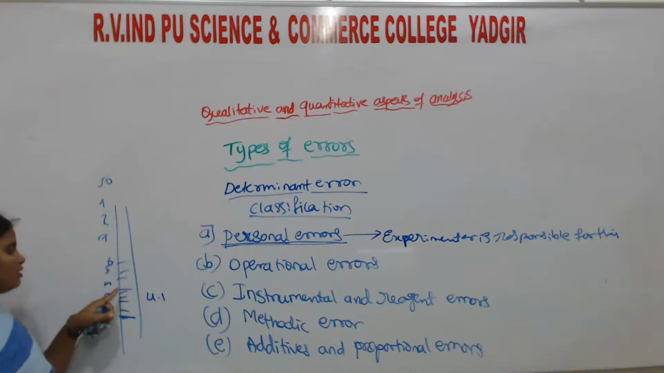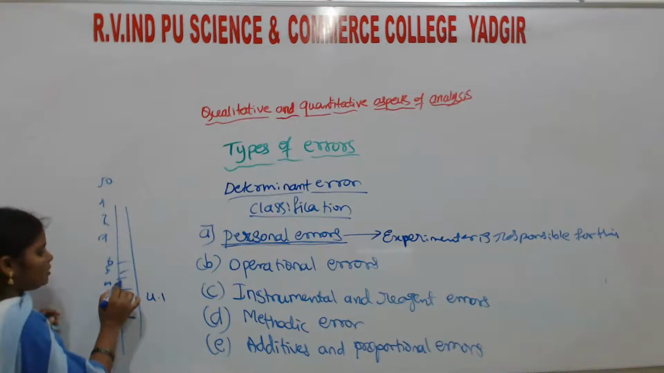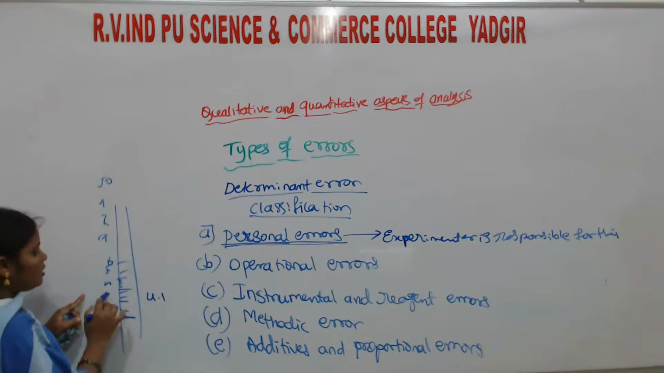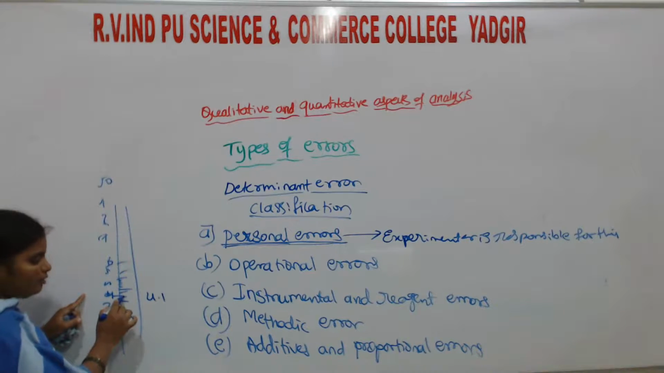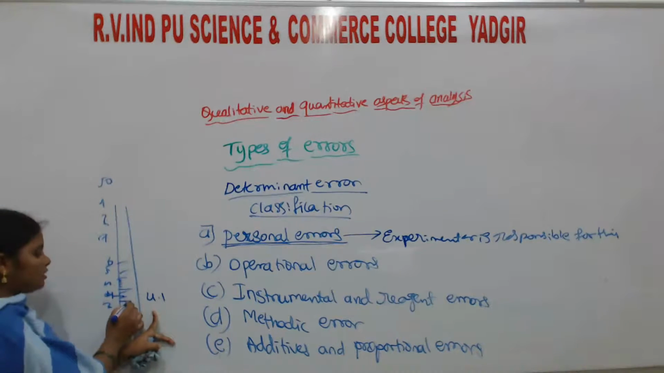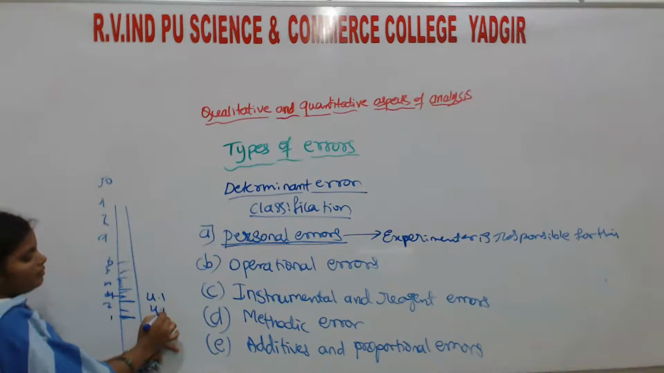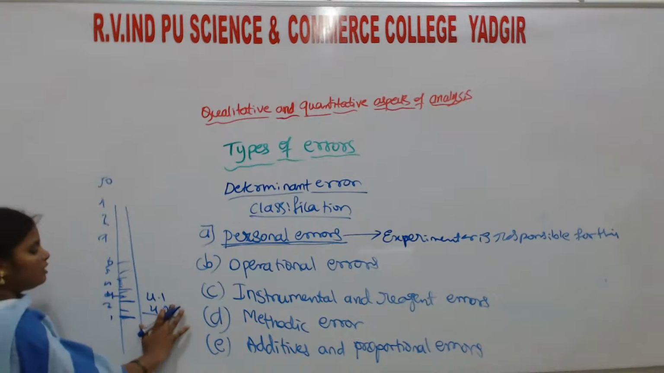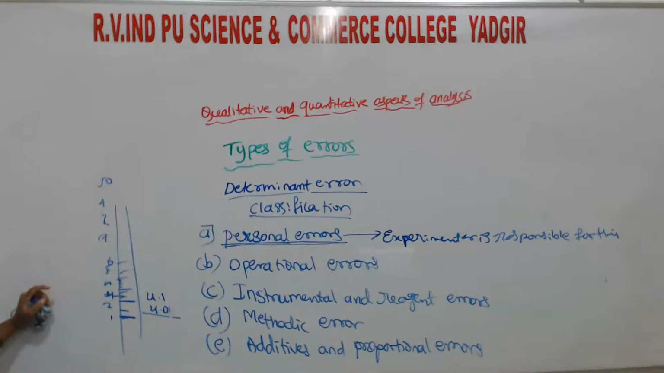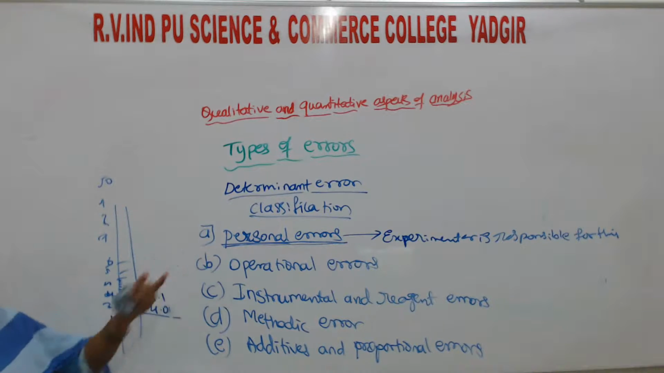Here the grade reading is 4.1, with graduations 1, 2, 3, 4. This is 4.1, and the experimenter takes the reading as 4, which is 4 ml. The experimenter has made a mistake in the reading, and so we get a personal error. These are shown as a personal error.